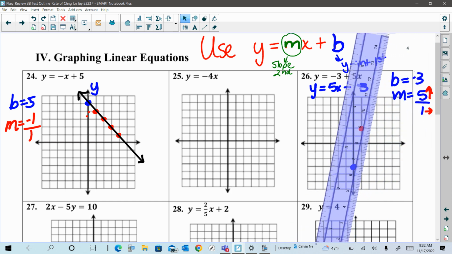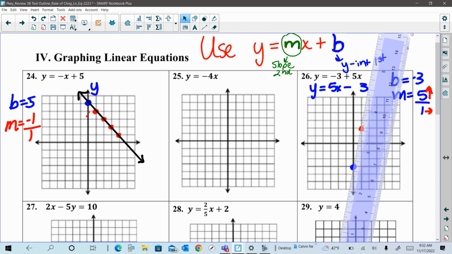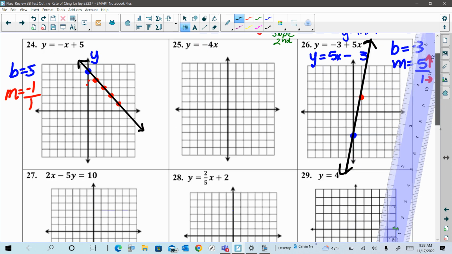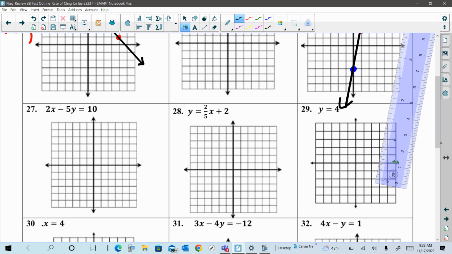And number 28. There we go. Your B would be 2, and your M would be 2 over 5. Yep, very good. Can I talk about 27 though?